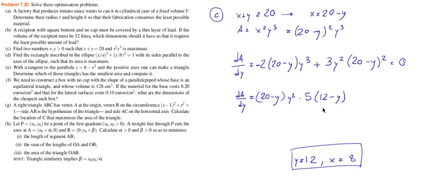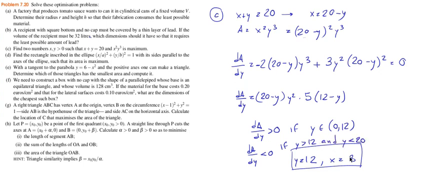So if y is positive, then this is positive, and if y is smaller than 12, this is positive, and this is positive. So dA/dy is greater than 0 if y is between 0 and 12. It's 0 at 12, and then after 12 this is positive, positive, and negative. So dA/dy is negative if y is greater than 12 and smaller than 20. So this is a maximum solution, which is what we wanted.